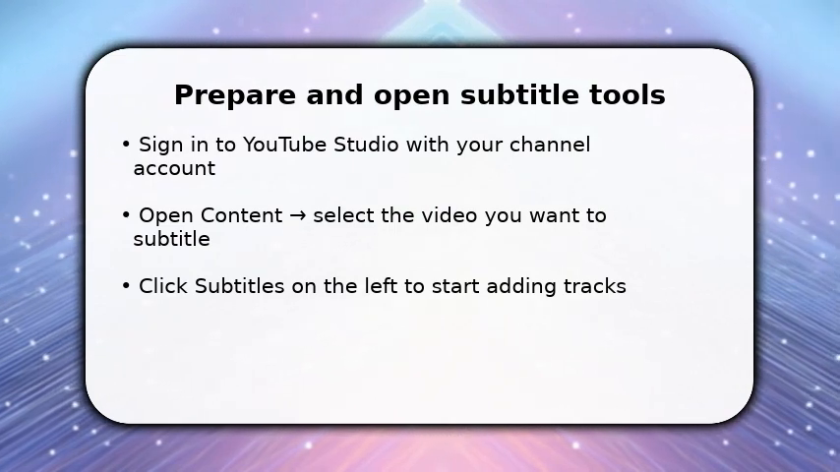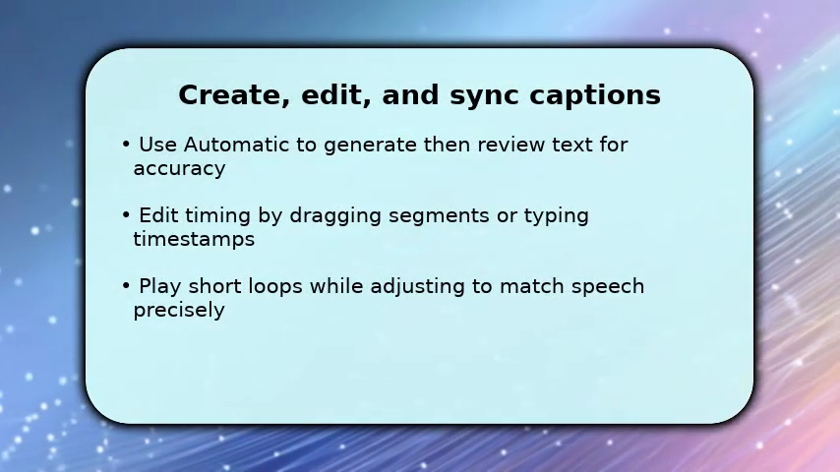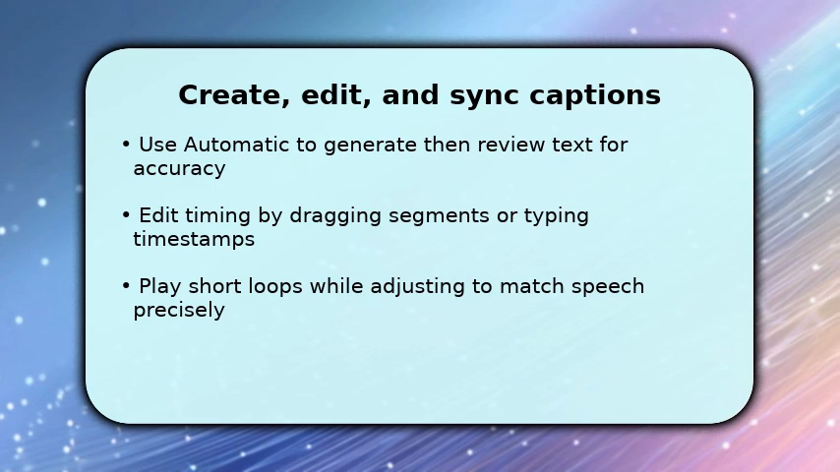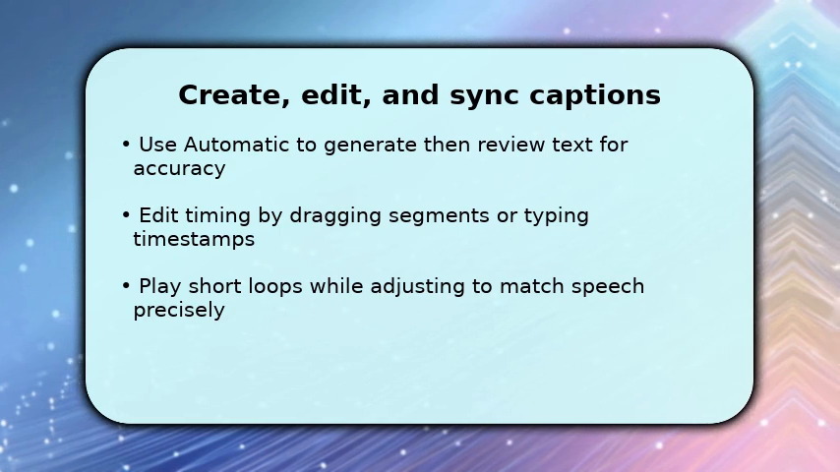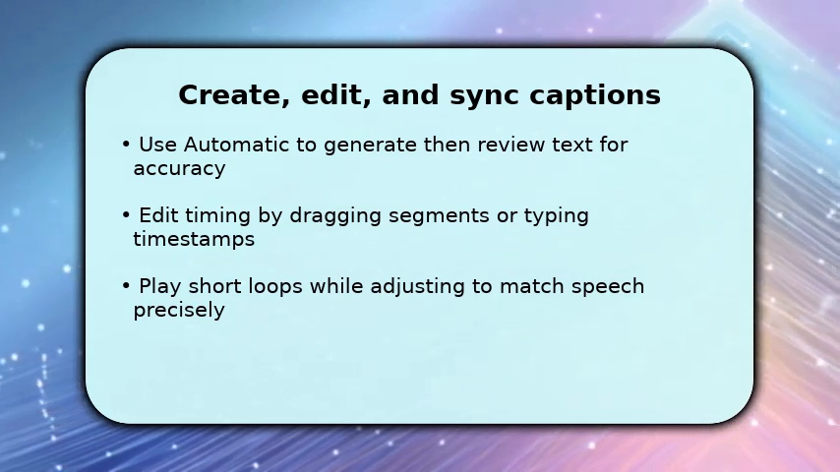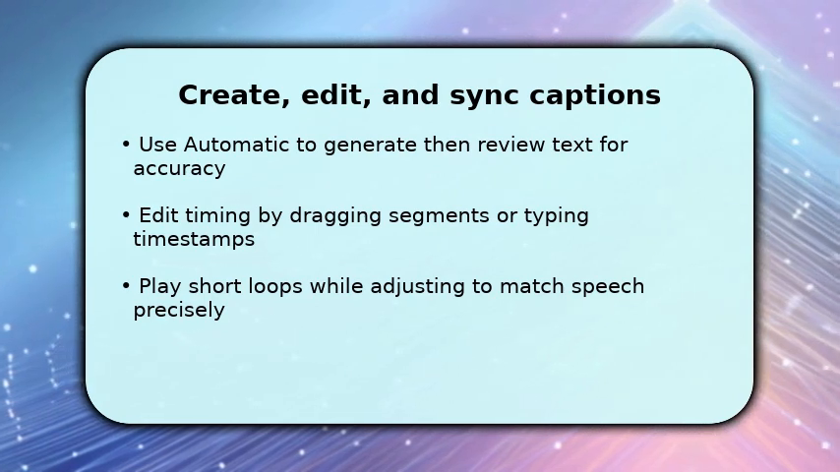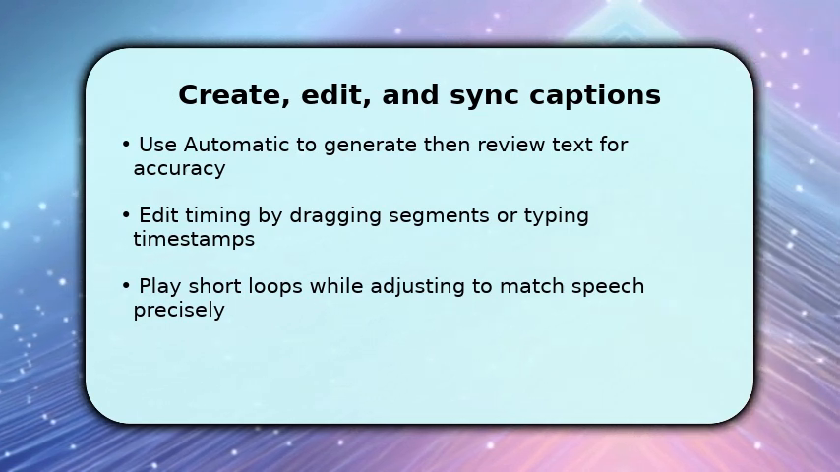Once you're in the editor, try auto-generate as a starting point, but always read through and correct misheard words and punctuation. For precise timing, drag the edges of caption segments or manually enter start and end times. That ensures on-screen text matches syllables. Play short loops and pause frequently to check sync. Make small timing tweaks rather than large jumps.